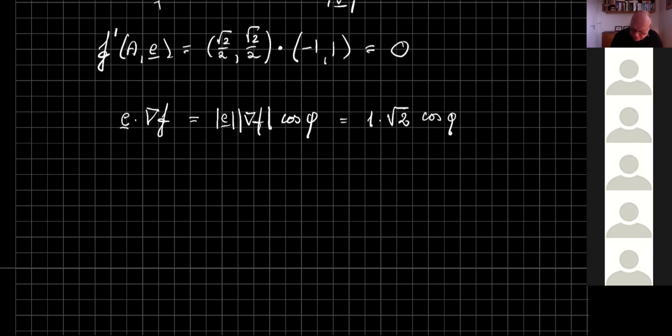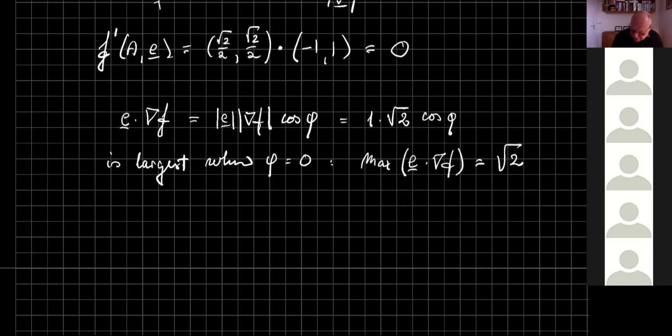So this is square root 2, as we have determined. So you see, this has a maximum value. It is largest when the angle between the vectors is equal to 0, because then cosine of phi is equal to 1. And this means that the max of this one is equal to square root 2. So this is the answer, and this completes the second question.